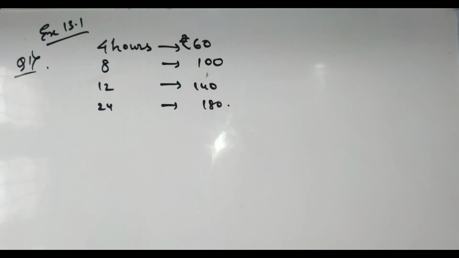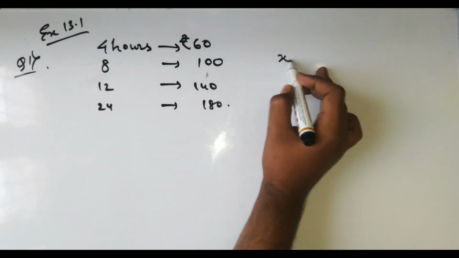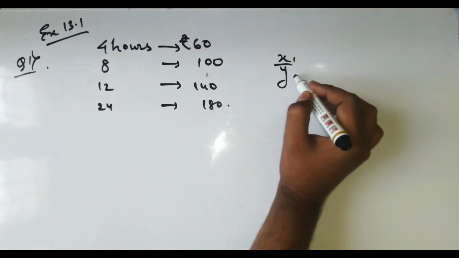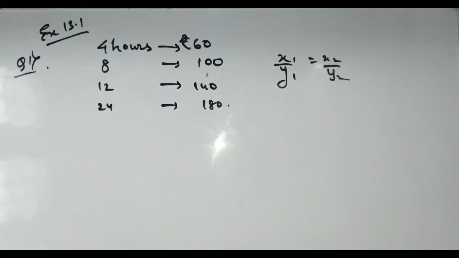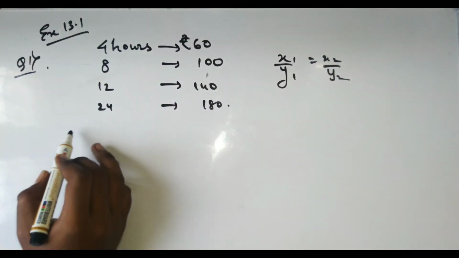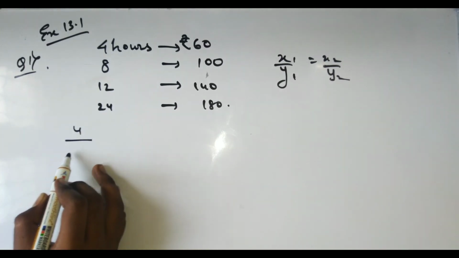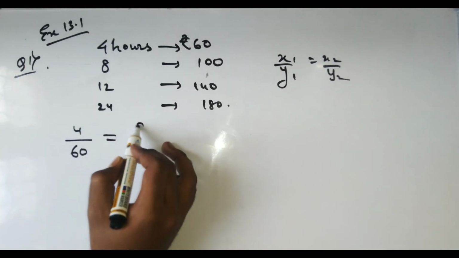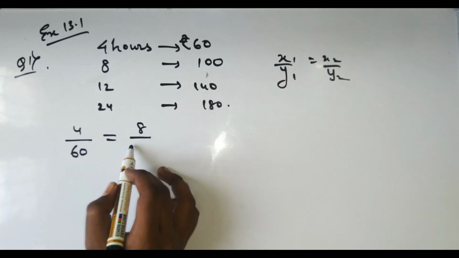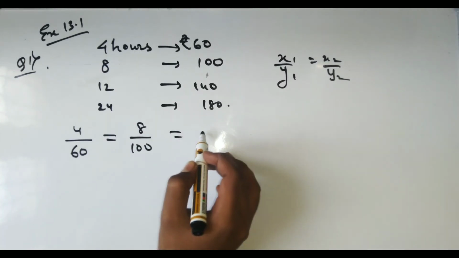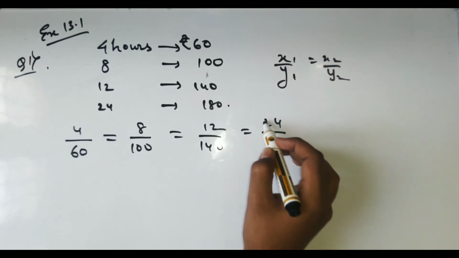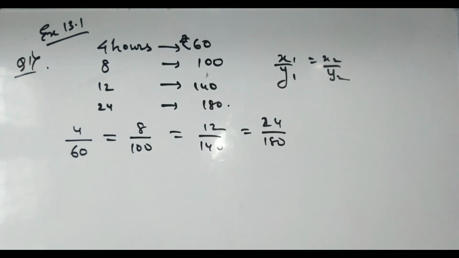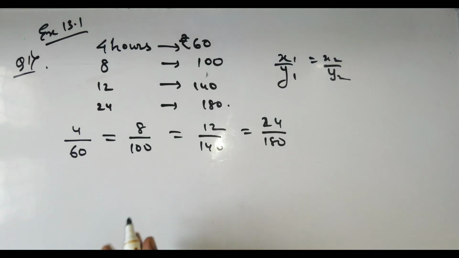So for that we know that direct proportion means it should be in the form of x by y, means x1 by y1 is equal to x2 by y2 respectively. So here hours by rupees should be equal to the next respective hours by respective rupees, and so on up to 24 by 180. If it is equal, then we can say that they are in direct proportion or not. So let us see.